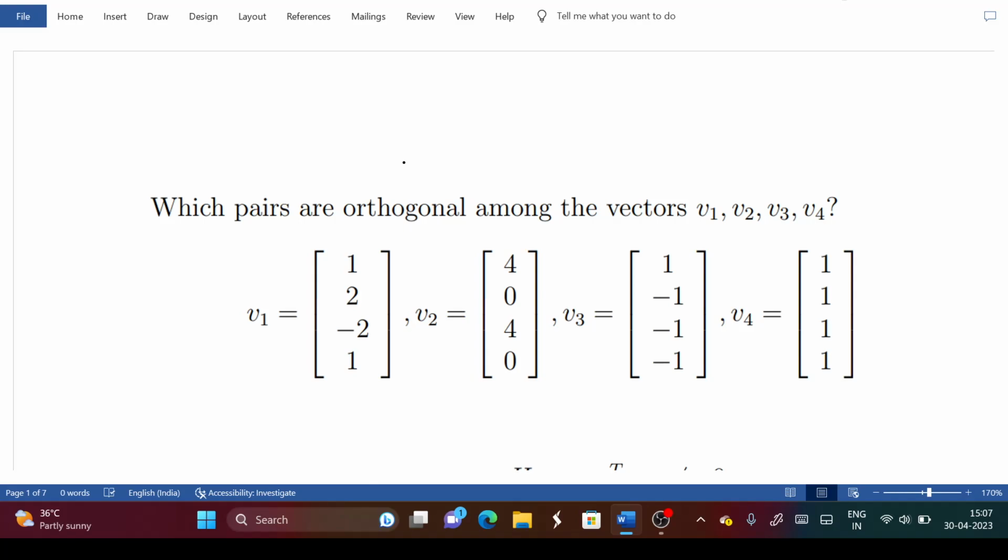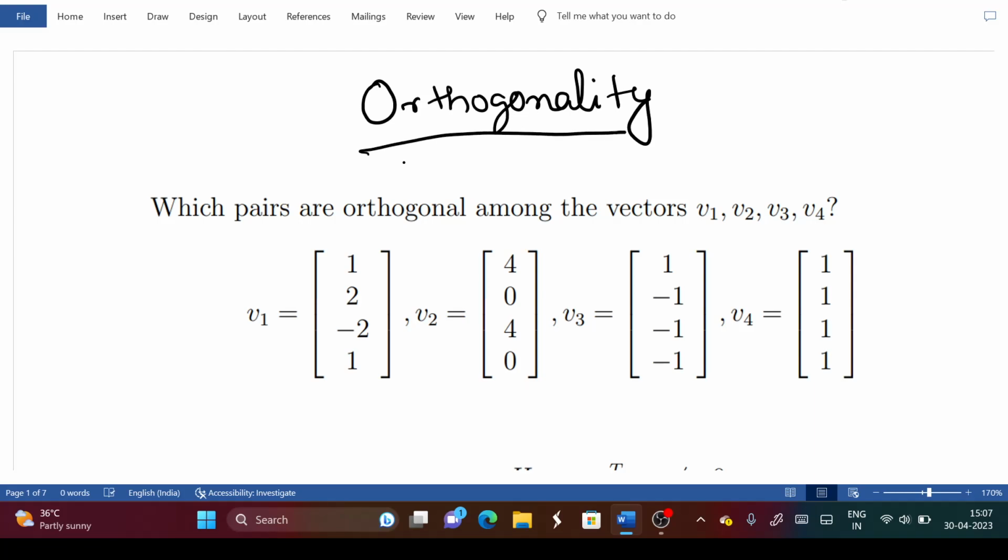Today we will discuss orthogonality. That is chapter 3 of Linear Algebra and its Applications by Gilbert Strang. Here some of the problems from the exercise are being done.